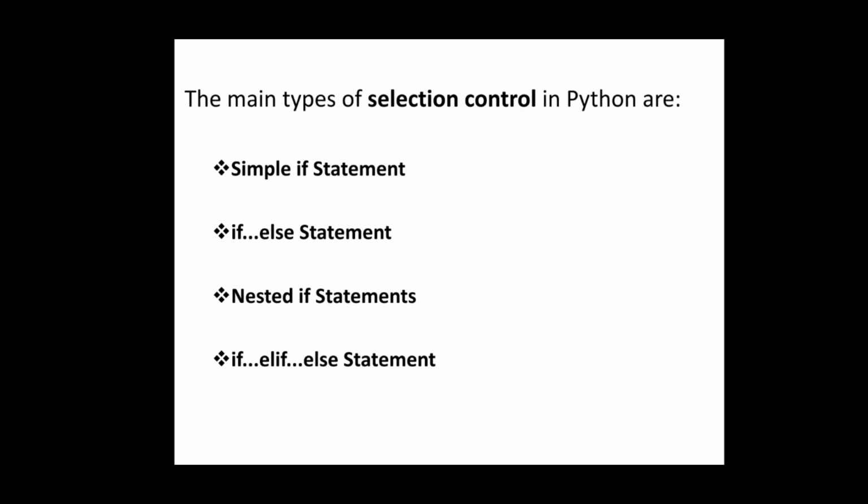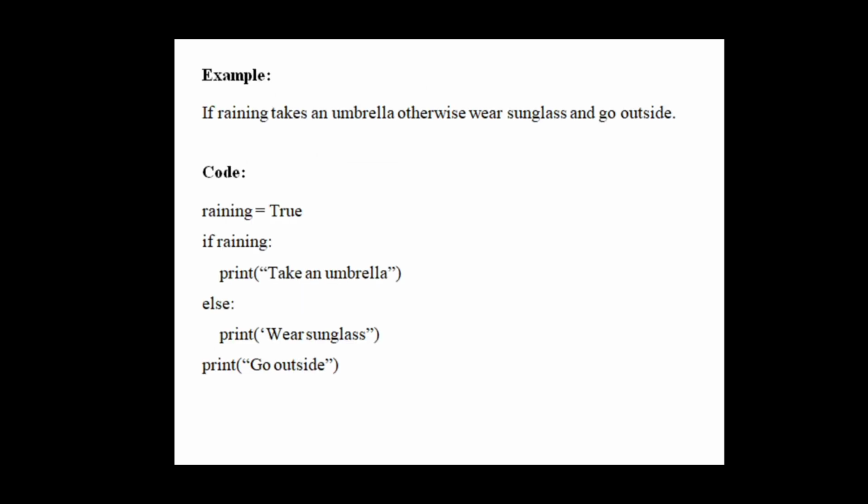The main types of selection control in Python are simple if statement, if else statement, nested if statements, and if elif else statements. Now, take one real life example: if raining, take an umbrella, otherwise wear sunglasses and go outside.